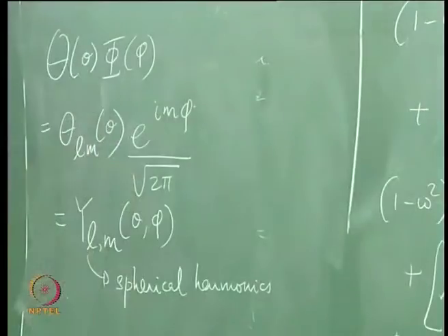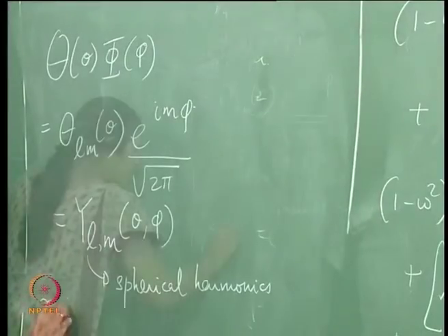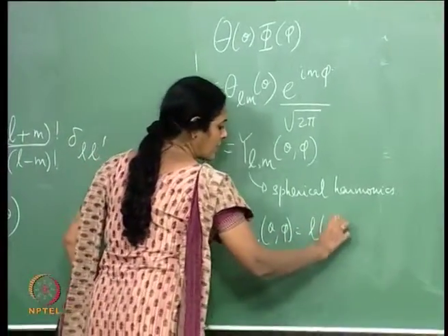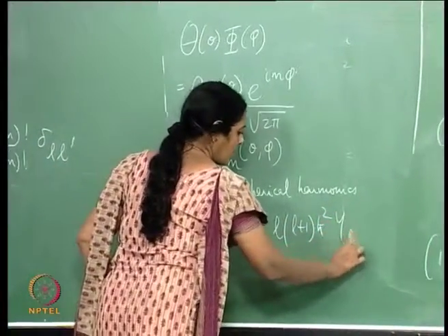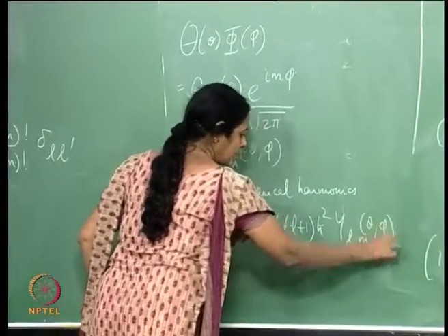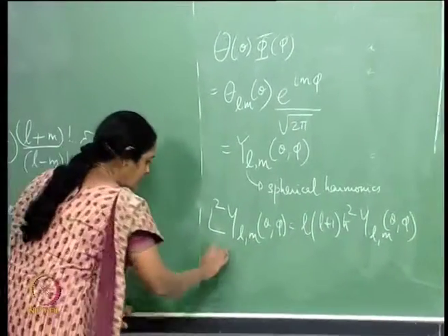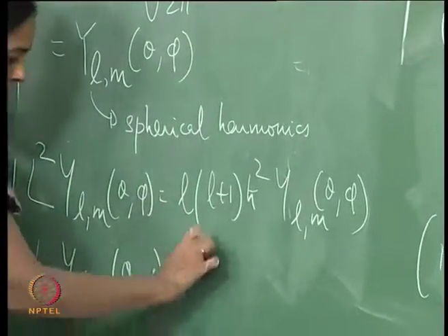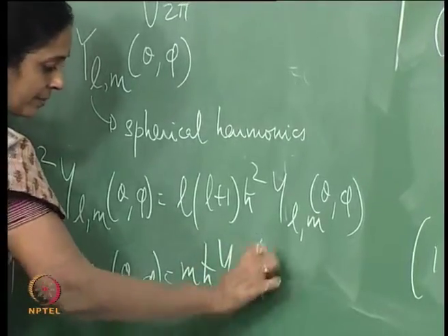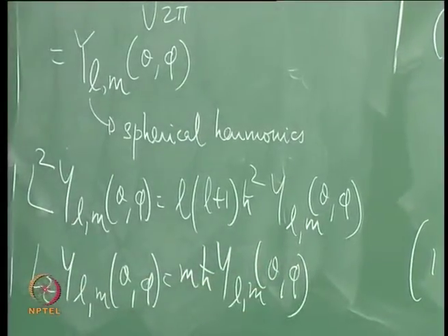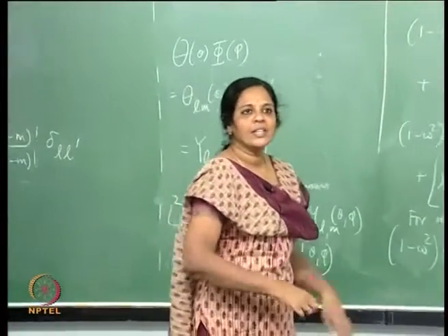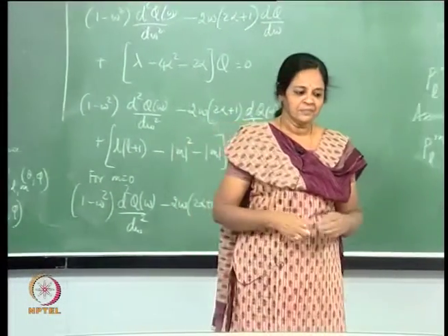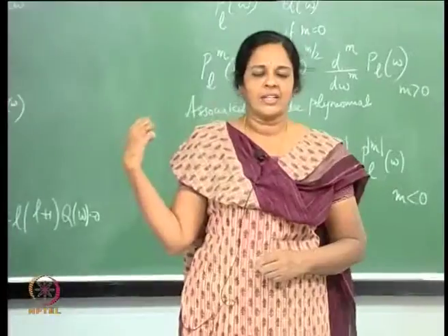So, these are in fact the angular wave functions. L squared Y L m of theta phi is L times L plus 1 h cross squared Y L m of theta phi. Instead of lambda h cross squared, I have this, and L z Y L m of theta phi is m h cross Y L m of theta phi. The Y L m of theta phi have some very interesting properties, particularly with reference to parity, and I will elaborate on that in my next lecture.